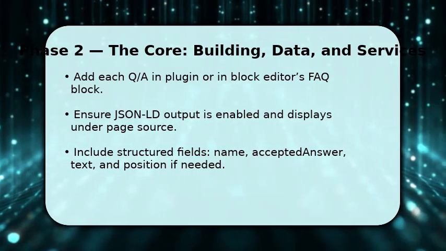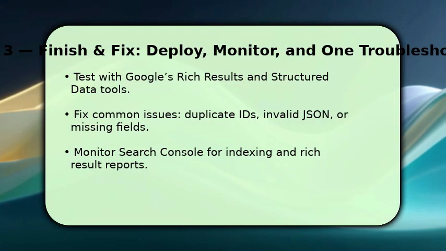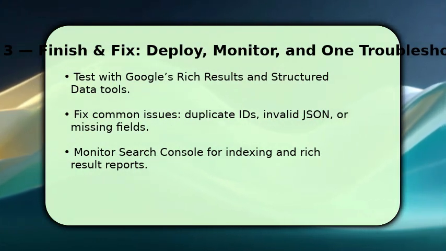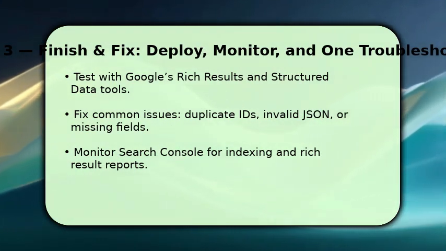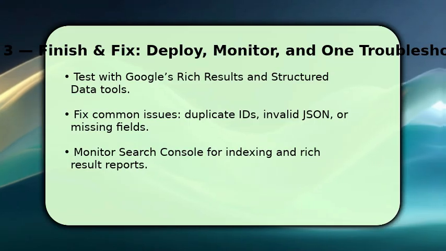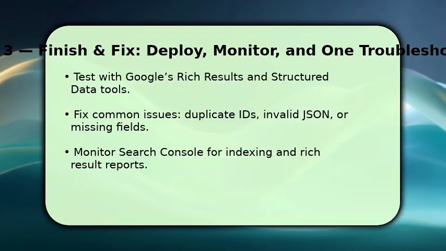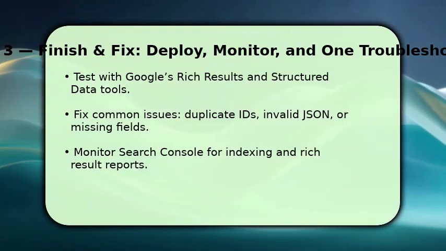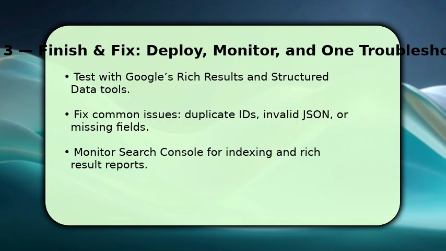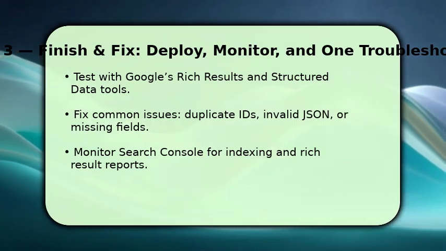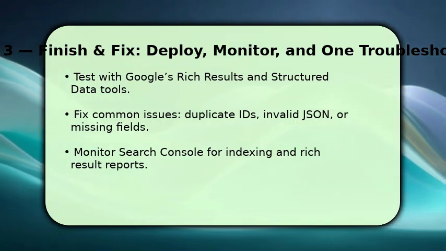Finish by running Google's Rich Results test and the structured data tool. You want green passes for each FAQ item. If a test fails, check for duplicate ID, broken JSON syntax, or missing accepted answer fields, because those are the usual culprits. Once corrected, publish the page and watch Search Console for indexing and enhancement results.